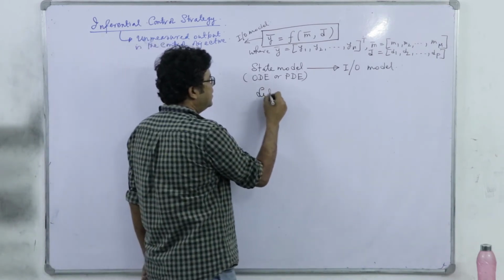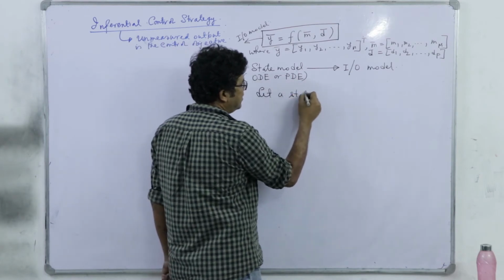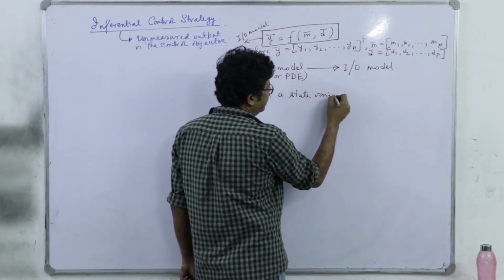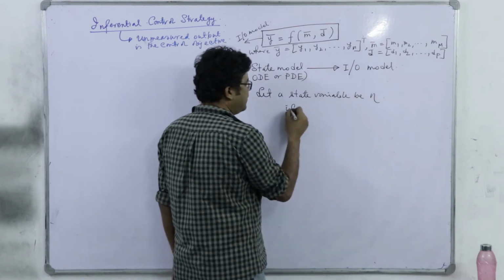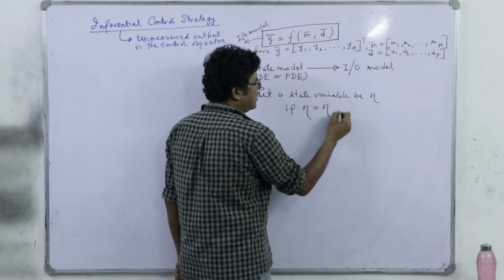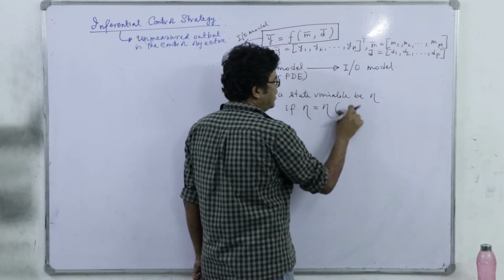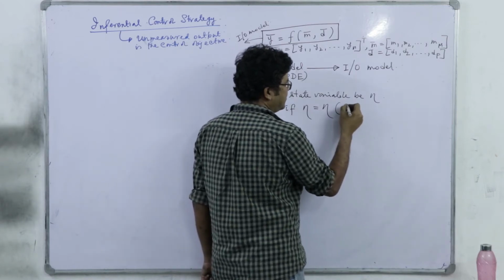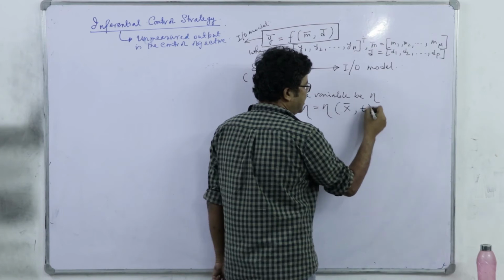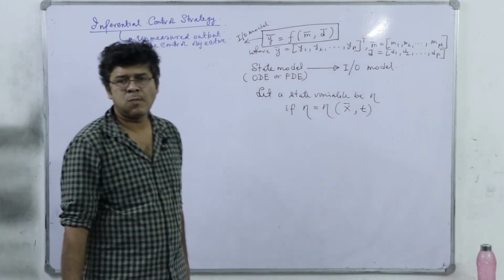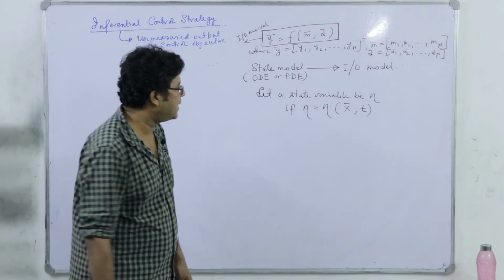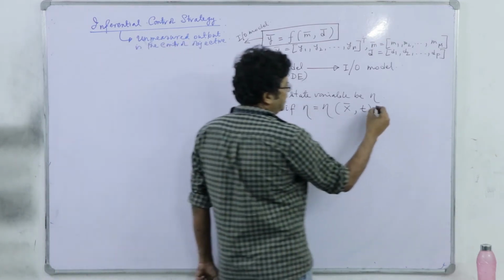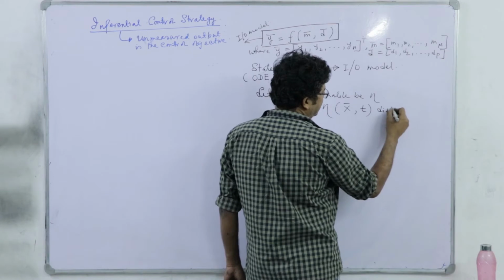Let a state variable be eta. If eta is a function of space coordinates and time, then we call it a distributed parameter model.